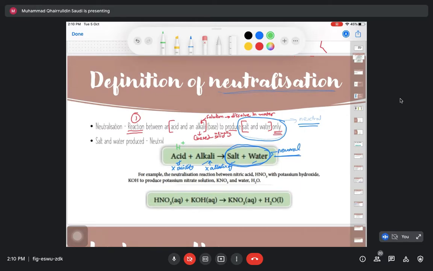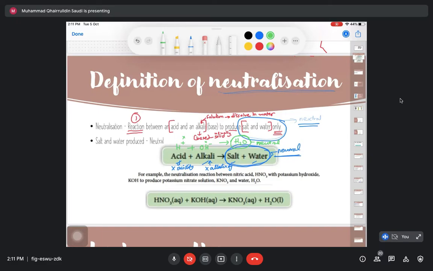How about an alkali? What makes an alkali an alkali? Hydroxide ion. Good, hydroxide ion. So neutralization reaction is basically when all the hydrogen ions react with all the hydroxide ions to form water. Meaning no more base, no more acid, no more alkali. They have formed water, and water is neutral. That's why this reaction is called neutralization.